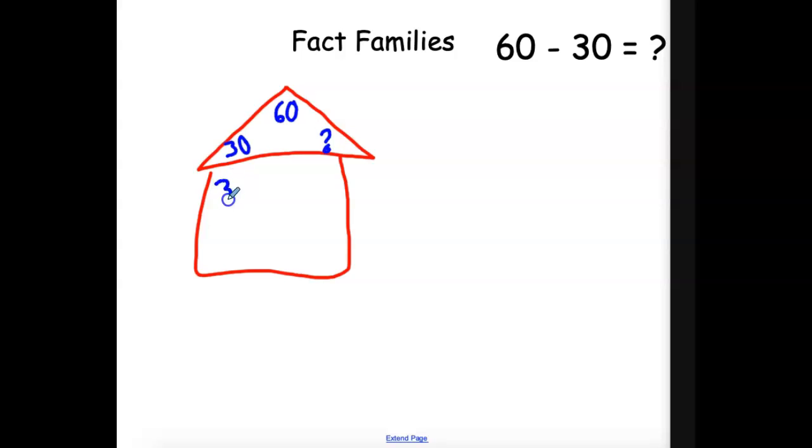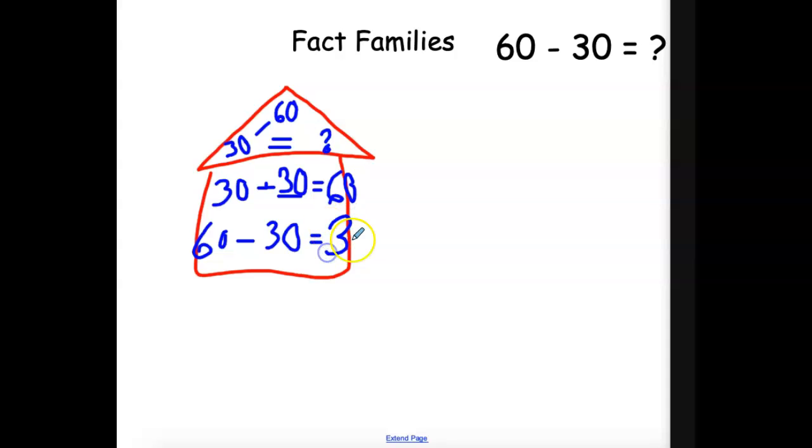Now, if I know that 30 plus what equals 60, I can figure out what 60 minus 30 equals. Well, I know that 30 plus 30 equals 60, which means 60 minus 30 must equal that missing number, which is 30. You can use fact families if you know what it is in addition. You can use the addition to help you figure out the subtraction problem.